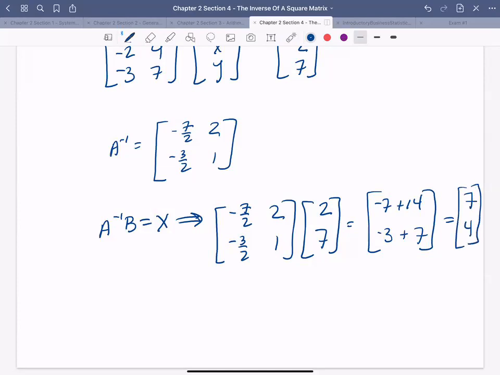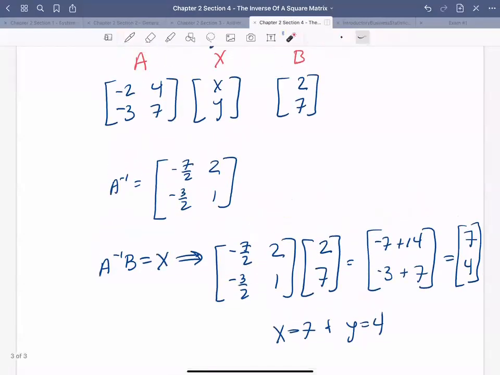What does that tell us? That tells us that x is 7 and y is 4. Right? Because we said that our matrix X, this was X, this was Y. So this is X, this is Y.